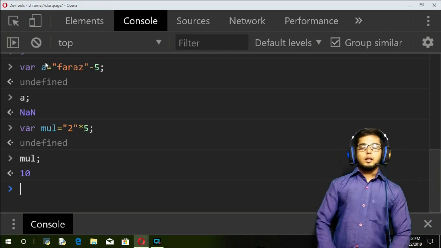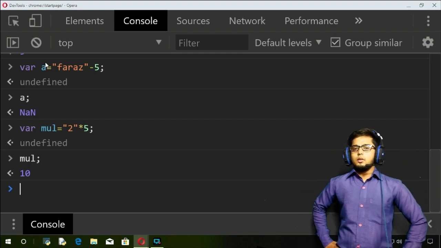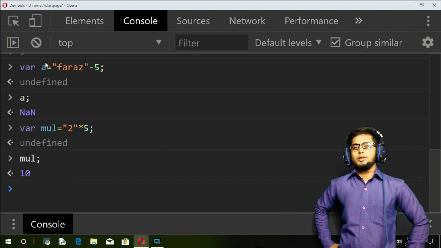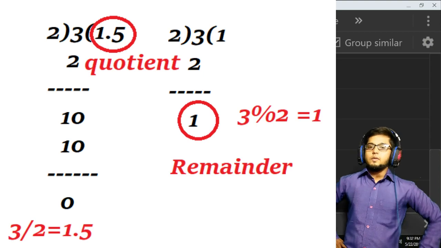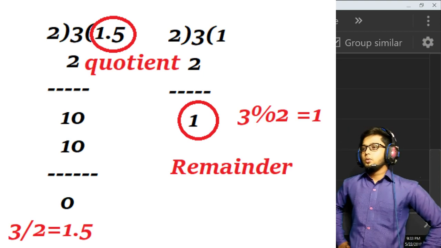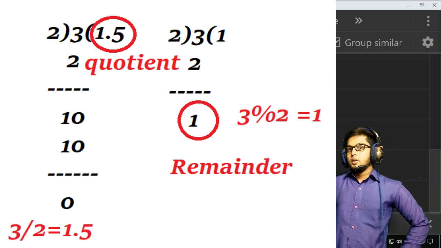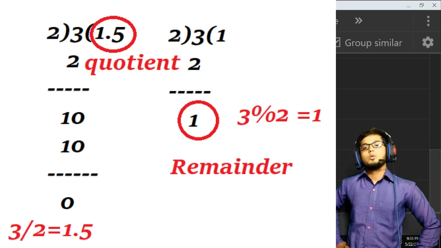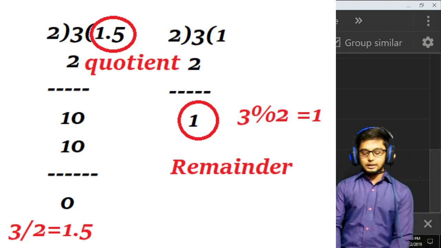Coming to the modulo. Now the modulo operator will always return a remainder. Now you know what is a remainder. You have done basic mathematical divisions in your schools, right? If I do 3 divided by 2, you can see that I have some remainder, I have some quotient. You have dividend, you have divisor. So what this modulo is gonna return is the remainder. It's not gonna return the quotient. Okay, let's see the example.